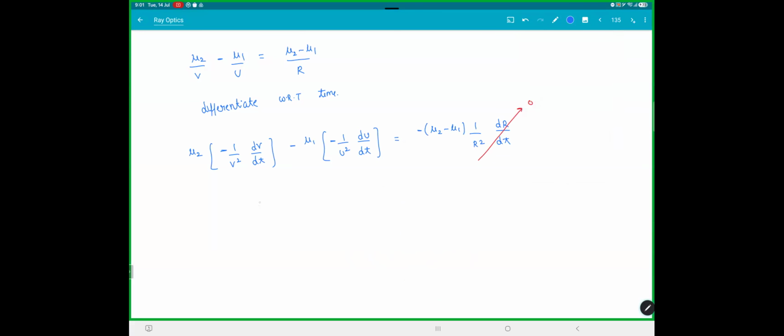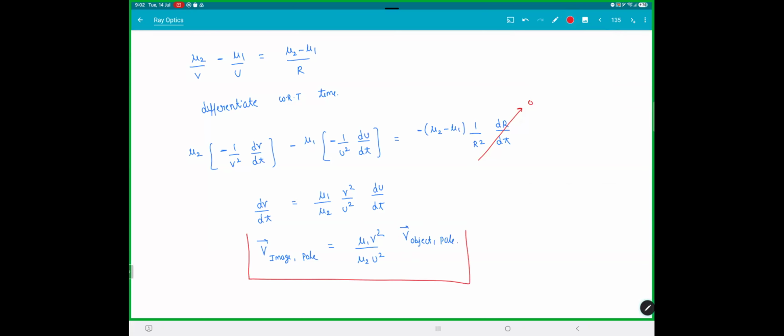Now if you rearrange these terms, you will end up with dV by dt is equal to mu1 by mu2 into V square by U square into dU by dt. This is the velocity of the image with respect to the pole. Remember, these are relative velocities, and this is along the x-axis. This would be mu1 by mu2 into V square by U square, and dU by dt is the velocity of the object along the pole. These are components of velocity along the principal axis. This is not the full velocity.